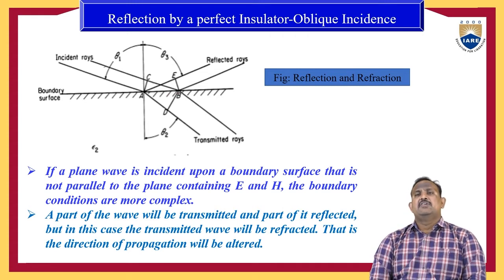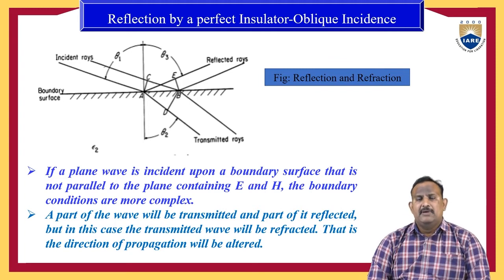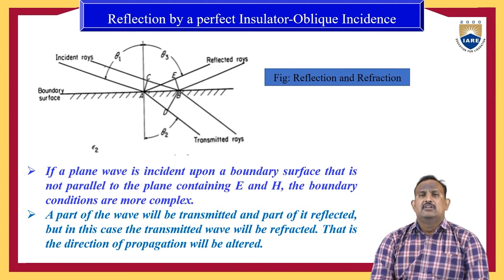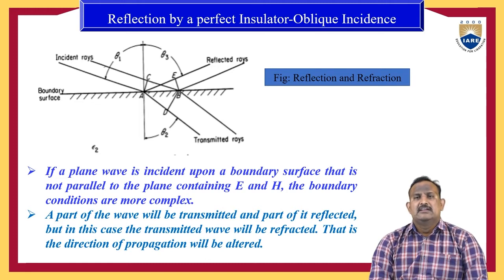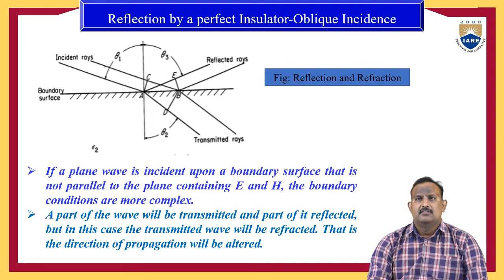So here, if the plane wave is incident upon a boundary surface that is not parallel to the plane containing E and H, the boundary conditions are more complex. Therefore, a part of the wave will be transmitted and a part of the wave is reflected. In this case, the transmitted wave will be refracted, so the direction of propagation will be altered from the previous one.